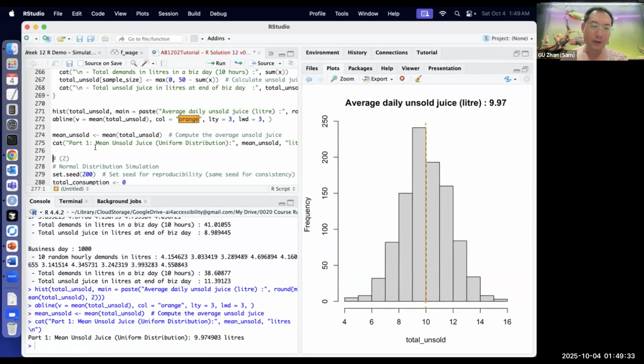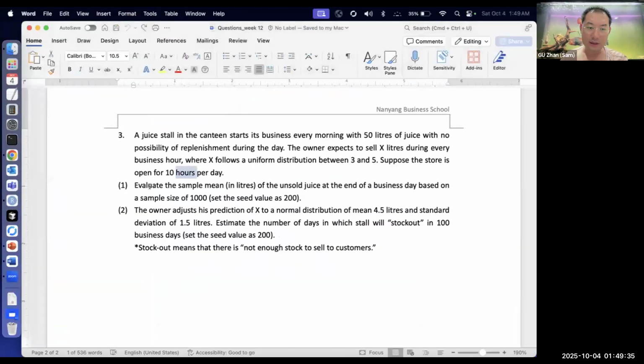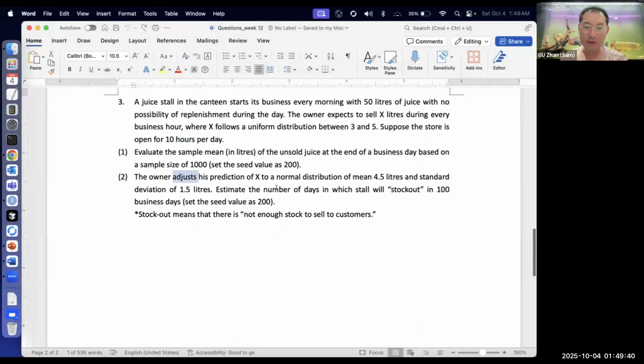And the second one is, the owner adjusted his prediction of X to be a normal distribution of mean 4.5 and standard deviation 1.5. Estimate the number of days in which the store will stock out in 100 business days, set the seed value to 200. Estimate the number of days in which the store will stock out.